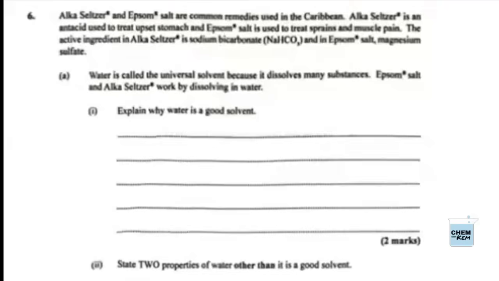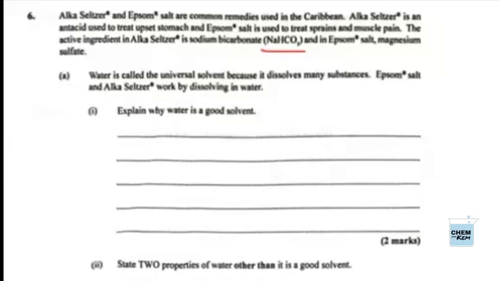Number 6, Alka-Seltzer and Epsom salt are common remedies used in the Caribbean. Alka-Seltzer is an antacid used to treat upset stomach, and Epsom salt is used to treat sprains and muscle pain. The active ingredient in Alka-Seltzer is sodium bicarbonate, that's NaHCO3, and Epsom salt, magnesium sulfate. Notice they did not give you the formula, they just told you magnesium sulfate. Water is called the universal solvent because it dissolves many substances. Epsom salt and Alka-Seltzer work by dissolving in water.